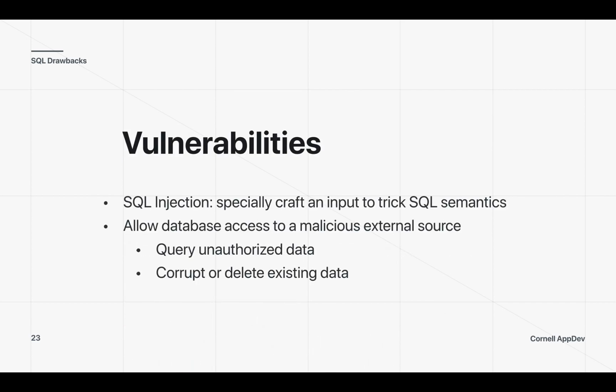Next on vulnerabilities, the main one we'll talk about is something called SQL injection. This is a malicious user being able to specially craft some kind of input to an application to trick the SQL semantics if they understand on a deeper level what's actually happening in the application's authentication scheme. And this can allow database access to people that shouldn't have access to things. So being able to query data or corrupt or even delete existing data are all vulnerabilities that are exposed when we use just raw SQL implementations.